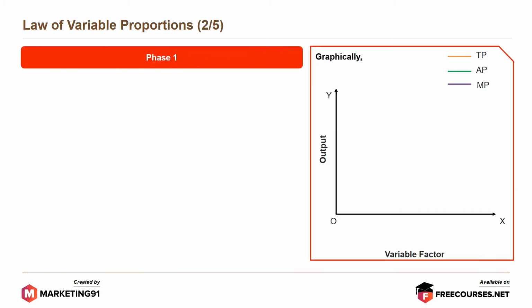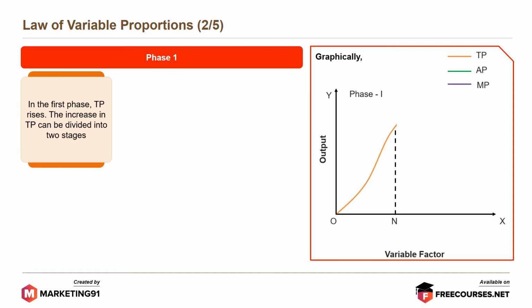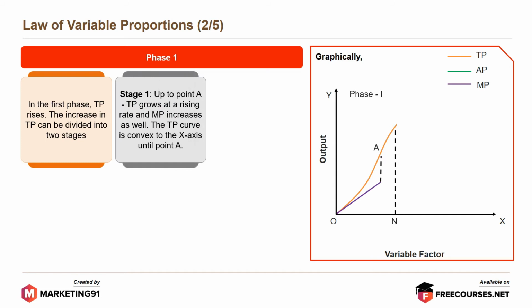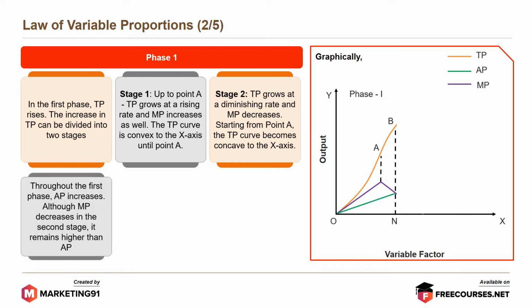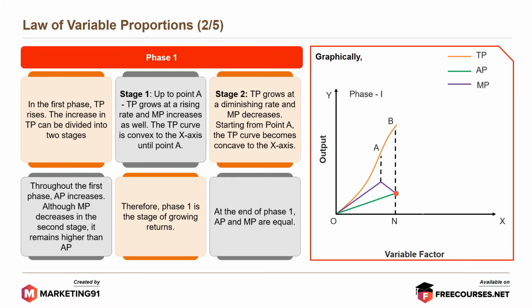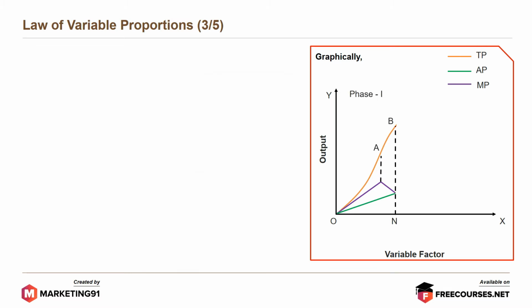Moving on to the phases of law of variable proportion. First phase. In the first phase, TP rises. The rise in TP can be divided into 2 stages. Stage 1, up to point A, TP grows at a rising rate and MP increases as well. The TP curve is convex to the x-axis until point A. Whereas in stage 2, TP grows at a diminishing rate and MP decreases. Starting from point A, the TP curve becomes concave to the x-axis. Throughout the first phase, AP increases, although MP decreases in the second stage. It remains higher than AP. Therefore, phase 1 is a stage of growing returns, and at the end of phase 1, AP and MP are equal.